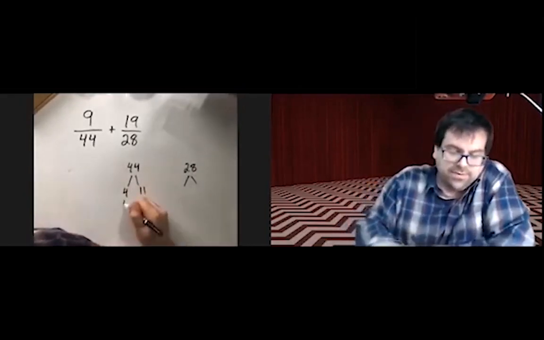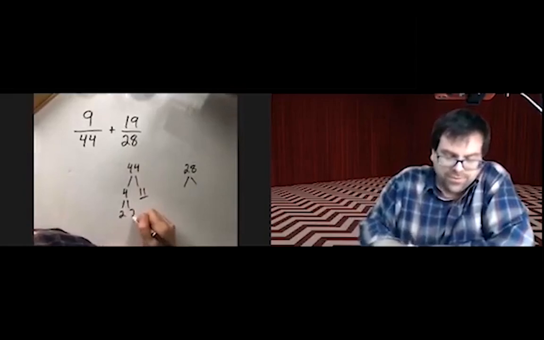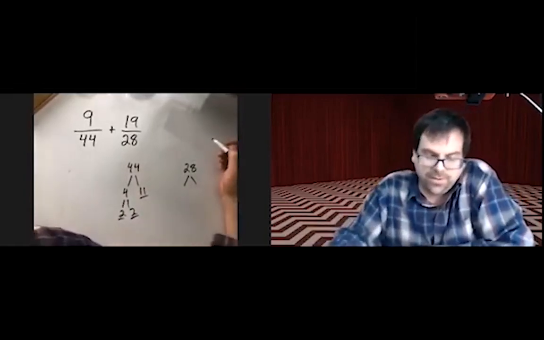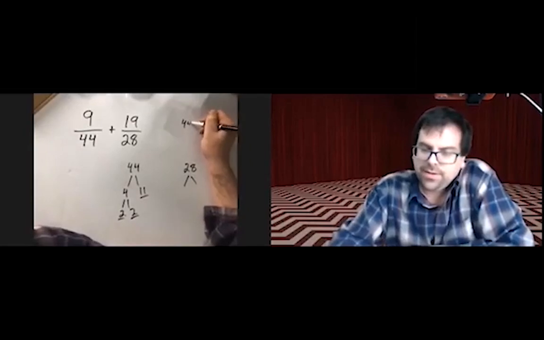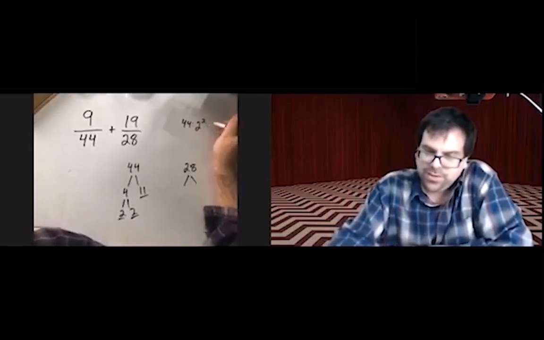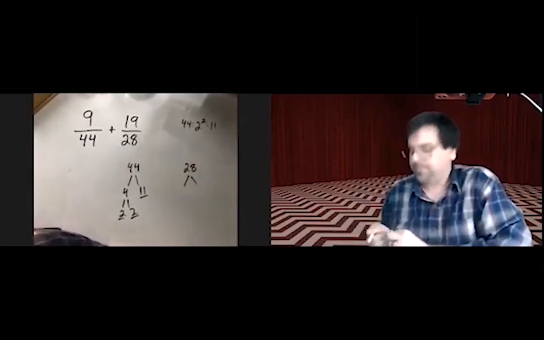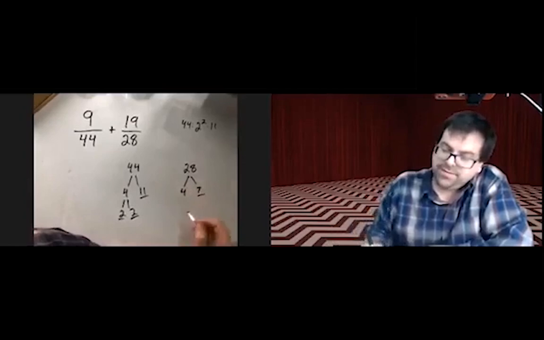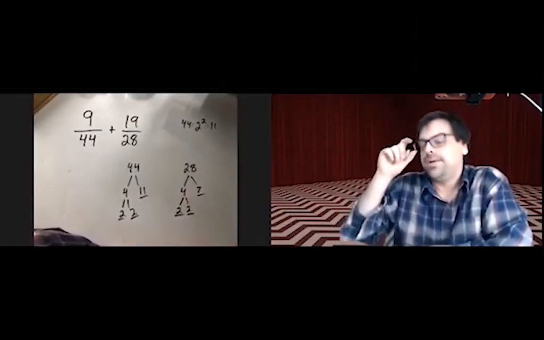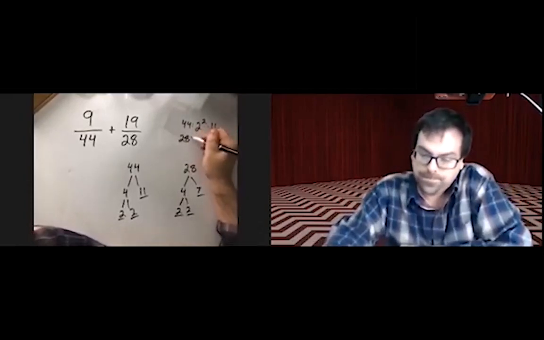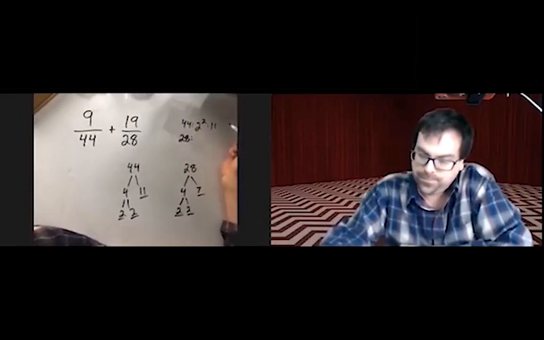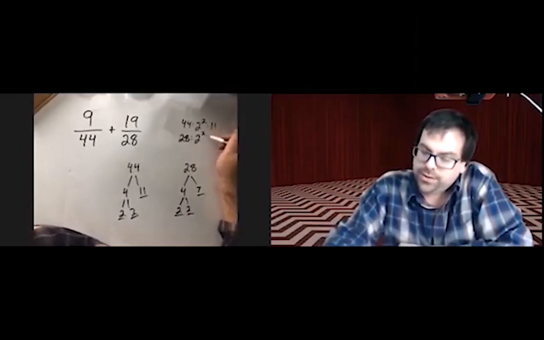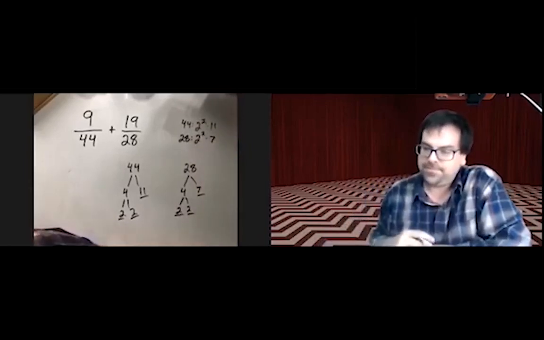44 is 4 times 11, 11's prime. 4 is 2 times 2. 2 is prime. So 44 is 2 squared times 11. 28, that's 4 times 7. 7's prime. 4 is 2 times 2. The 2's are prime. So this is 2 squared times 7.